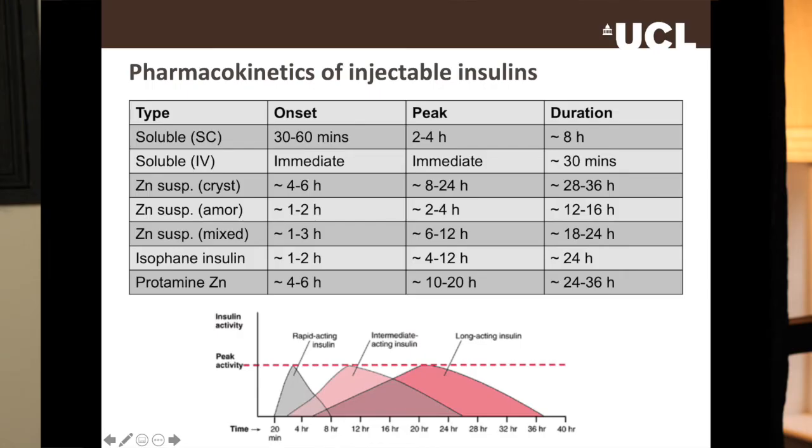So on the screen in front of you are some typical profiles. Insulin activity on the y-axis is a function of time following administration on the x-axis, and you can see that the table includes onset, peak and duration values for all of these different types. Soluble insulin is obviously going to be the fastest because the insulin doesn't have to do anything, it's already in solution. So it'll have an onset of roughly 30 minutes to an hour, peak of 2 to 4 hours and duration of about 8 hours.